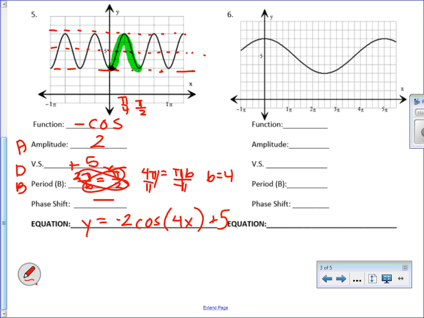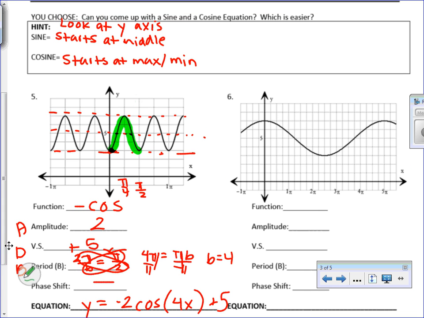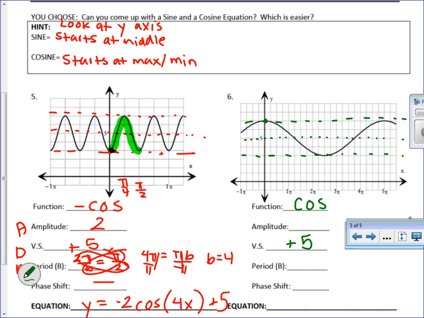Okay, let's try again. Number 6. So always look at your y-axis. Where does that hit the y-axis? A max, a min, or a middle? It's a max, so that means you're using a cosine, positive cosine or negative cosine? Positive cosine function. And then go ahead and find your middle between those two. So I think my middle is 5 again. And I checked to make sure that's right because I went up 2 and down 2, so I know that's good. So that 5 is my vertical shift, so plus 5. My amplitude is what? 2 again.